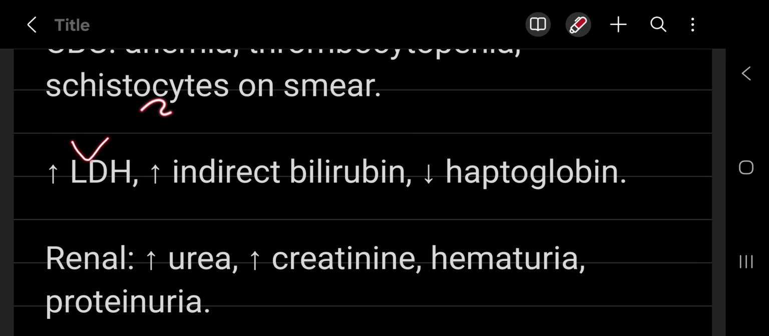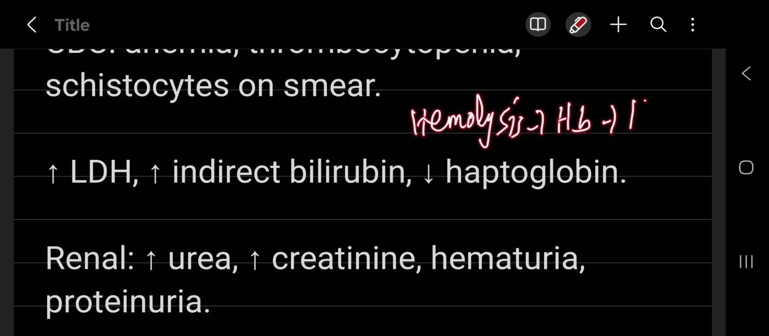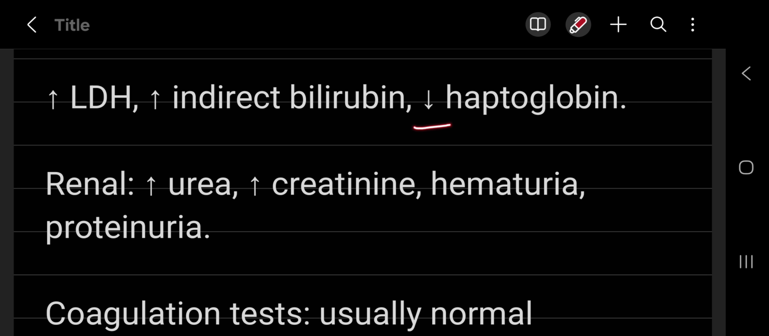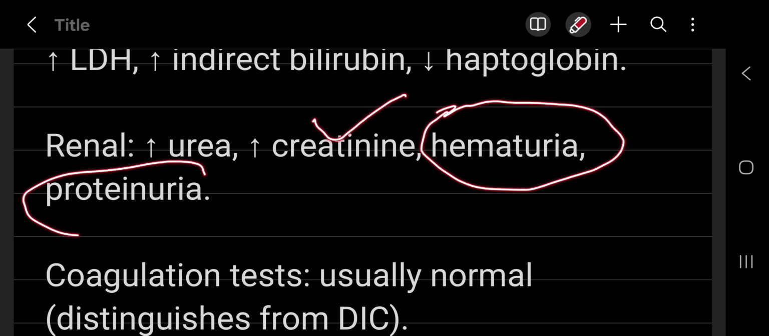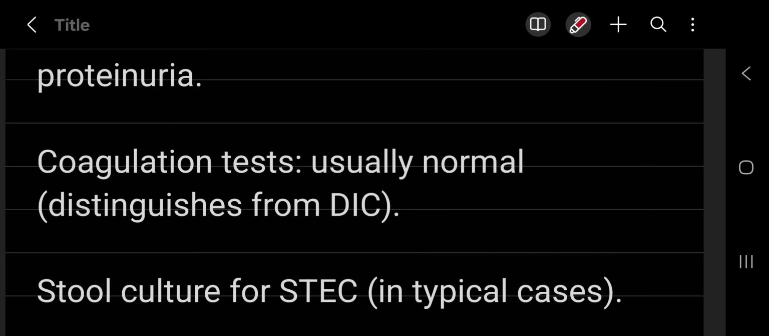Also when there is hemolysis, there is increase in the LDH and indirect bilirubin, and haptoglobin is decreased, because when there is hemolysis, hemoglobin is released and this hemoglobin binds to haptoglobin. So haptoglobin binds this hemoglobin and therefore free haptoglobin is decreased. Then you will do RFTs, renal function tests. You will see increased urea and creatinine, there may be hematuria and proteinuria, and mostly the hematuria is due to hemoglobin loss in the urine.